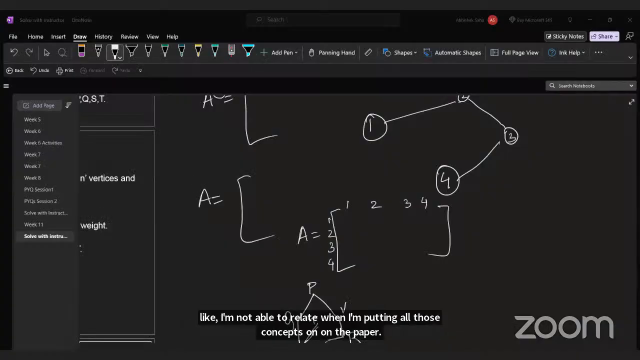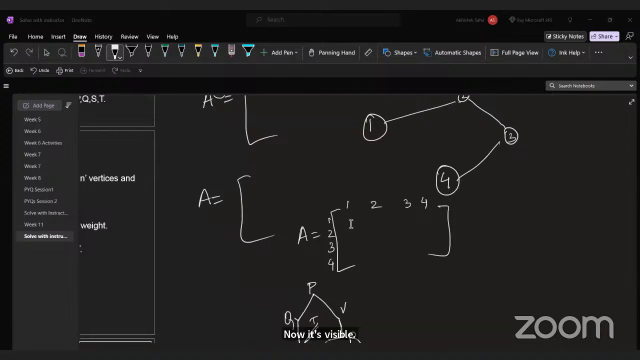It's already explained in the lecture, if you watch it. Sir has only explained the code from I to K and K to J. He has not explained any examples, sir. It's very hard to imagine. In fact, I'm also having a problem with this matrix multiplication. Your screen is not visible, sir. Oh, sorry. What Bhaskaran sir said, I understand, but the problem is I'm not able to relate when I'm putting all those concepts on paper. Now it's visible, yes, sir.